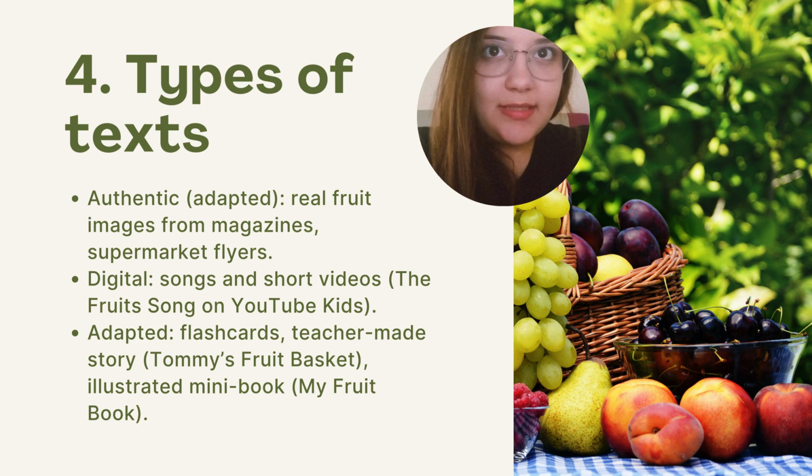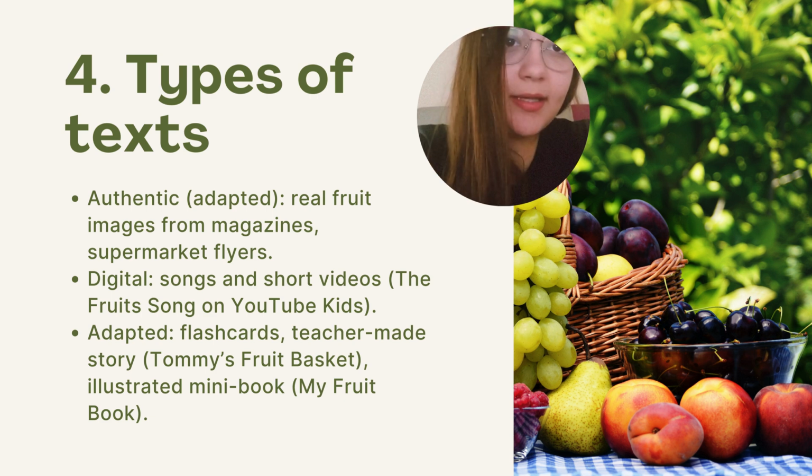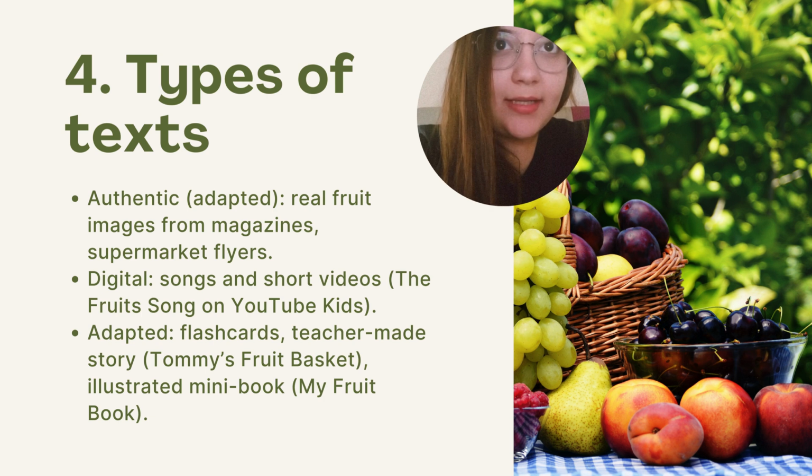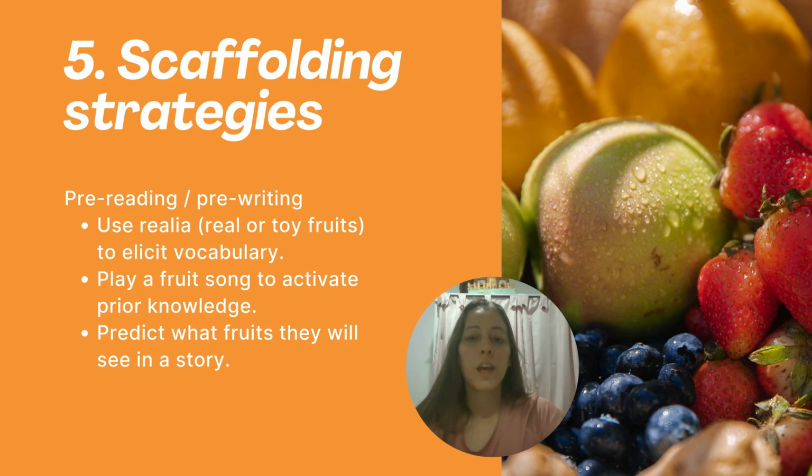For this lesson sequence, we will use different types of texts. First, authentic materials, like real fruit images taken from magazines or supermarket flyers. We will also include digital resources such as songs and short videos, for example, the Fruit Song on YouTube Kids. And finally, adapted materials like flashcards, a teacher-made story called Tommy's Fruit Basket, and an illustrated mini book titled My Fruit Book.